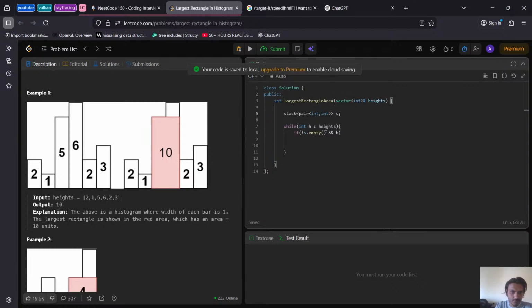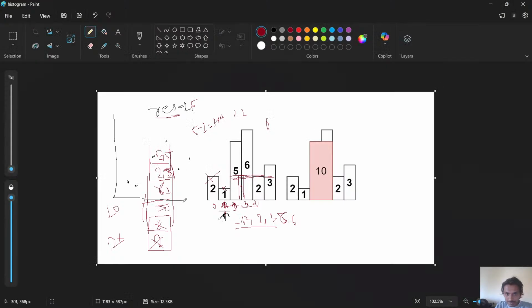Okay, so let's start with the height. So we pop the previous ones. If it is smaller, we pop. If it is larger, we add. Once we add this one, if it is smaller, we pop and don't add itself. We need to add itself. Then we have 5. It is larger. So 1 and 5.